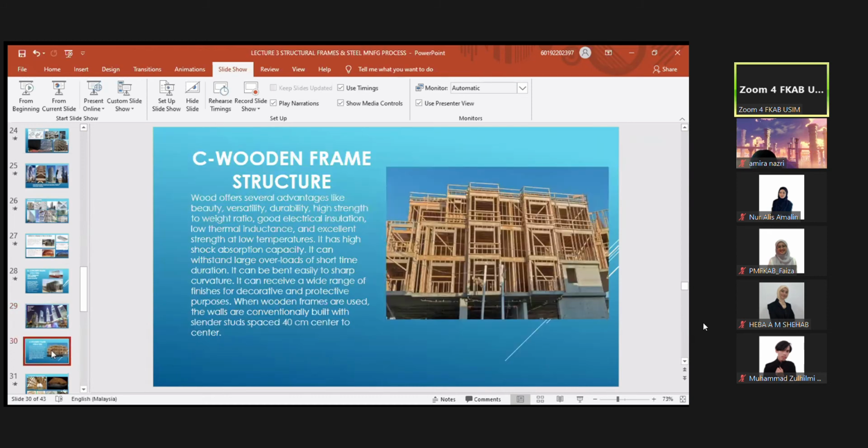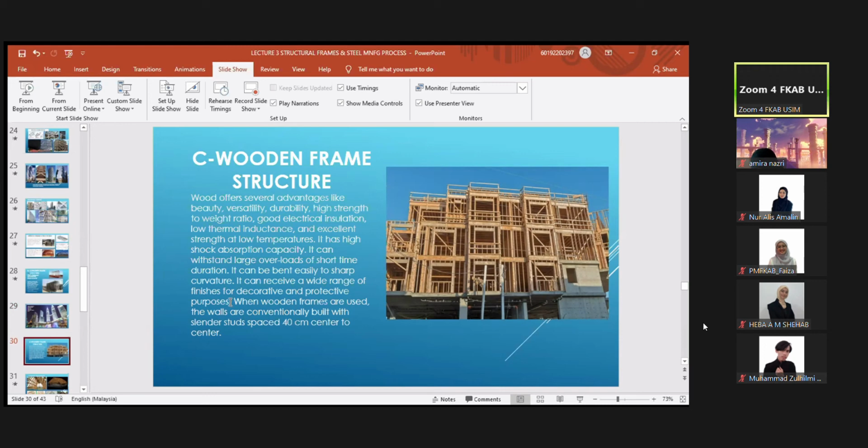Okay, next one. Wooden frame. This frame structure offers several advantages like beauty, versatility, durability, high strength-to-weight ratio, good electrical insulation, thermal insulation, excellent strength at low temperature, and high shock absorbance capacity. It can withstand large overload for a short time, depending on the size of the frame. And the finish is decorative, a very nice, warm kind of material.